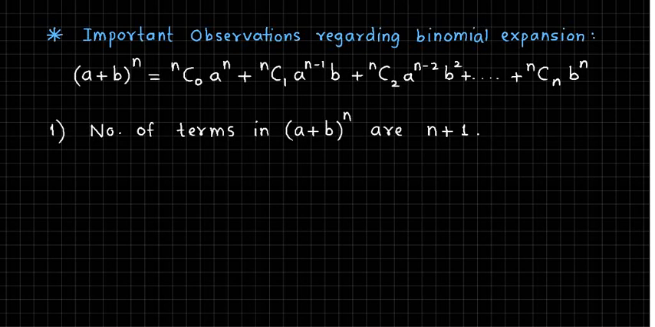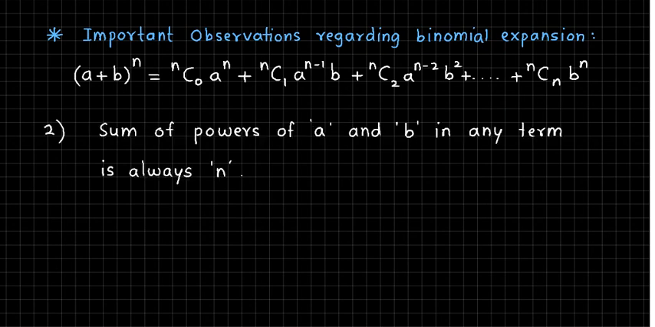Now let us go over some important observations regarding the binomial expansion that we have seen. So I have written (a + b)^n expanded as shown here. Now the first observation is that the number of terms in this binomial expansion will be one more than the index n, right? So if you recollect, in (a + b)^2 there will be 3 terms, or in (a + b)^3 we had 4 terms, and so on. So the number of terms is one more than the index n, right?